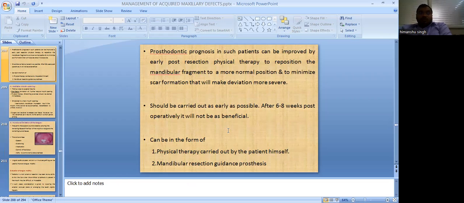Prosthodontic prognosis in such patients can be improved by early post-resection physical therapy to reposition the mandibular fragment to a more normal position and to minimize scar formation that will make deviation more severe. Should be carried out as early as possible. After 6 to 8 weeks post-operatively, it will not be as beneficial. Can be in the form of physical therapy carried out by the patient himself, or a mandibular resection guidance prosthesis.